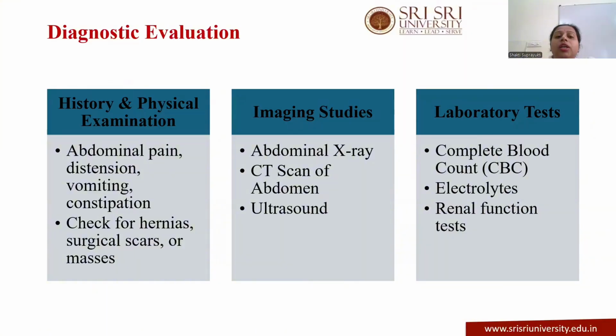Then imaging studies, to diagnose: abdominal X-ray, then CT scan of the abdomen, then ultrasound. Then laboratory tests: CBC or complete blood count, then electrolytes, then renal function test. Then after that, to know about the prevention.